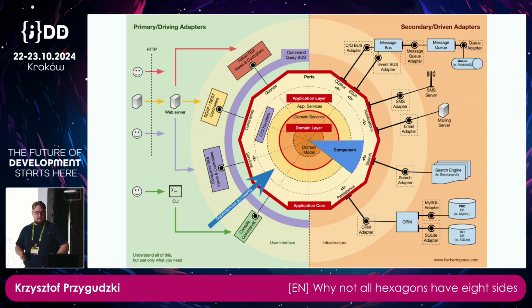So this is just one of the examples. There are many more. We can consume some events. We can be consumed by CLI or whatever else. Plenty of options. On the other hand, our application also needs to consume some of the outside world, right?